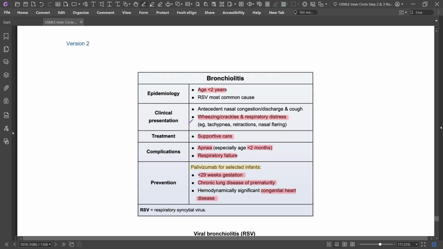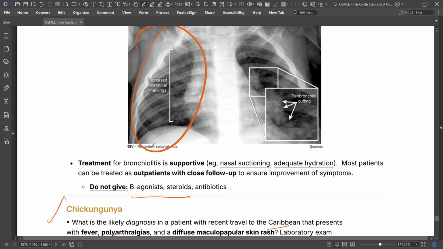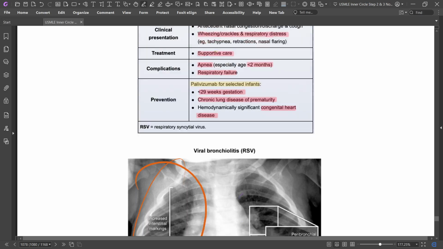Respiratory syncytial virus, age less than 2, then wheezing, crackles, respiratory distress, supportive care. In bronchiolitis, complications are apnea and respiratory failure. Palivizumab in selected cases, such as less than 29 weeks of gestation, chronic lung disease. Viral bronchiolitis shows increased interstitial markings, peribronchial cuffing. Treatment for bronchiolitis is supportive: nasal suctioning, adequate hydration. Do not give beta agonists, steroids, or antibiotics.